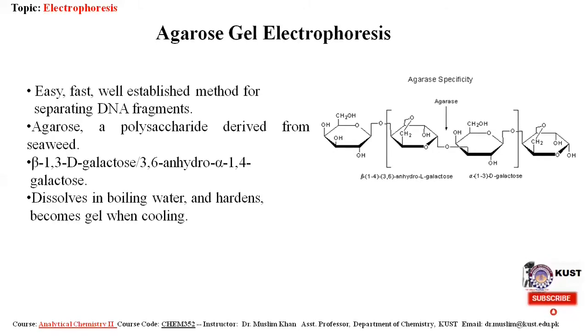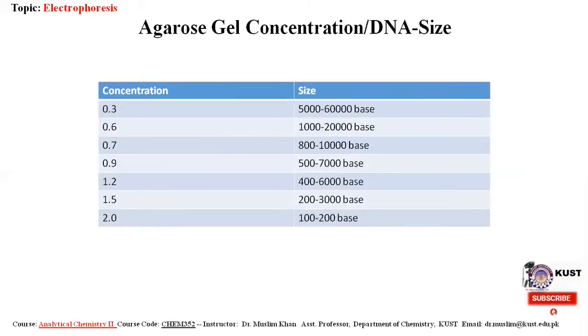It dissolves in boiling water and hardens, becoming a gel when cooling. So basically this molecule is put in boiling water, and it becomes a gel when you cool it. It has a bigger pore size than polyacrylamide, which can be an advantage sometimes, but a disadvantage sometimes as well.